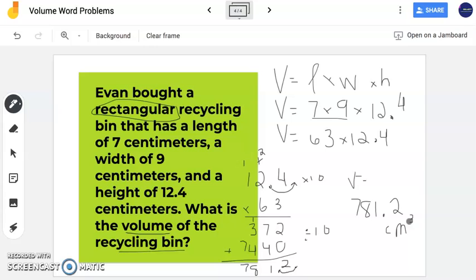Now I'm just going to go back to my question to make sure I fully answered everything. It says, what is the volume of the recycling bin? And in fact, I did find the volume of this recycling bin, which is 781 2/10 cubic centimeters, or centimeters cubed, which is your final answer.